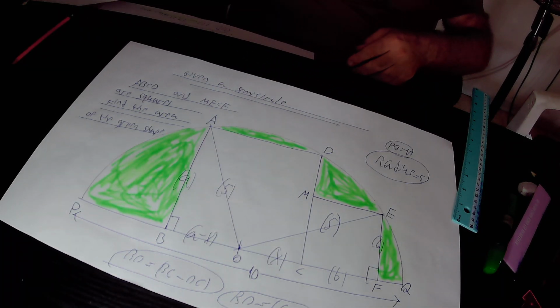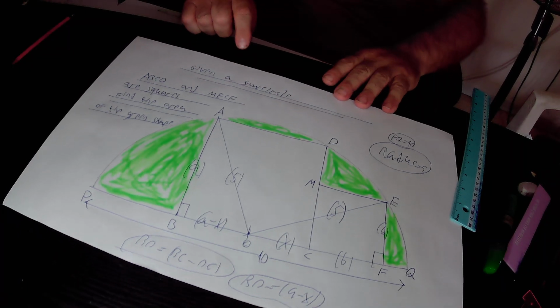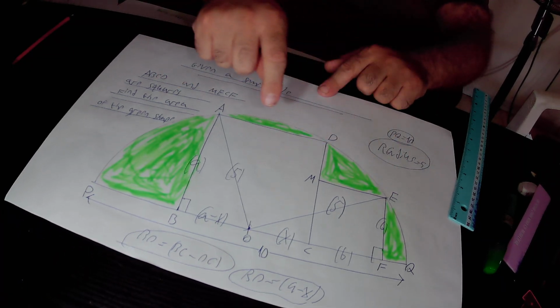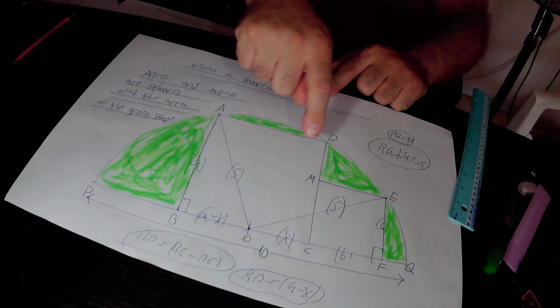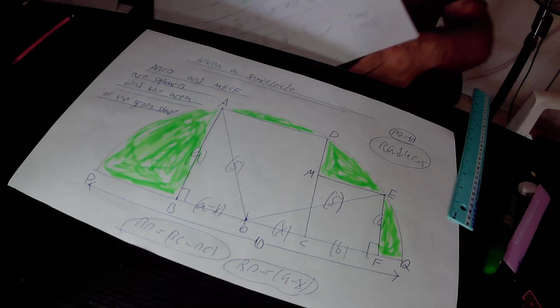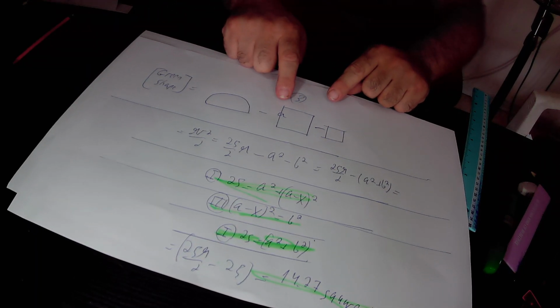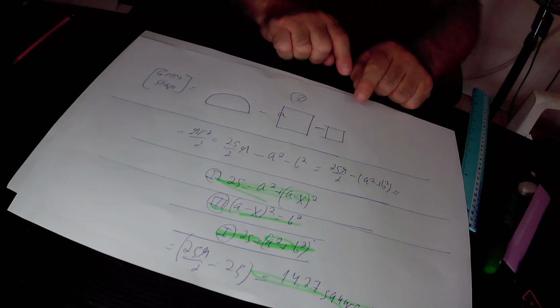Our task is to find the area of this green shape. So what is the area of the green shape? From the drawing it is very easy to see that the area of this green shape equals the area of the big semicircle minus the area of the big square ABCD minus the area of the small square MEFC. Repeat again, the area of the green shape equals the area of the semicircle minus the area of the big square ABCD minus the area of the small square.